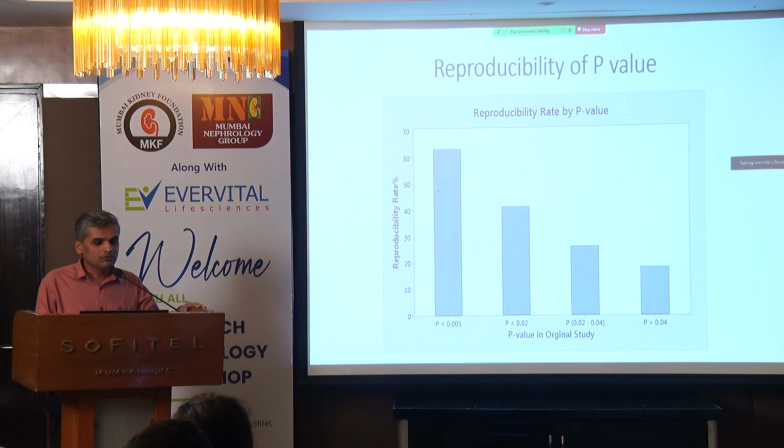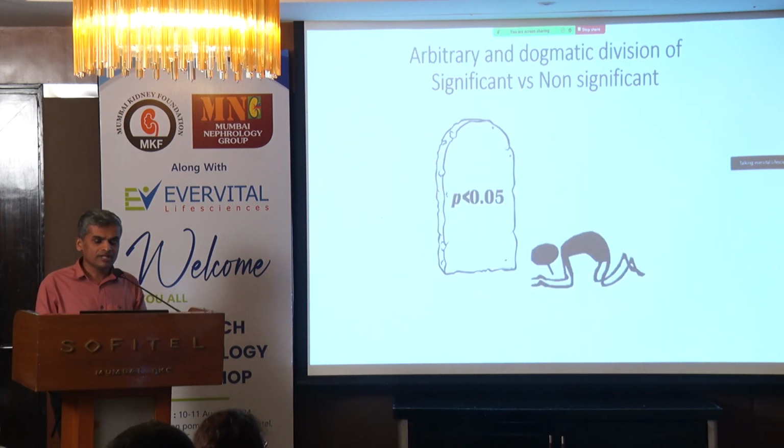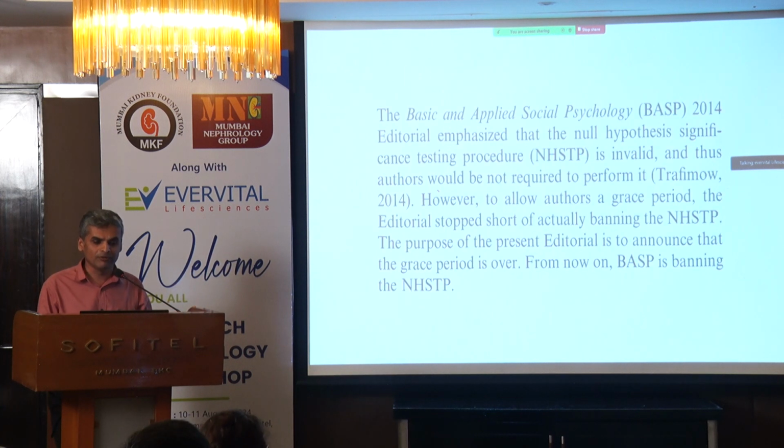Another problem with the p-value is poor reproducibility. If it is 0.04 or less, there are almost only 20 or 30% cases in which it will be reproduced. We have created this arbitrary dogmatic separation. What if it is 0.04? What if it is 0.06? How does it differ? Actually, it is a continuum.